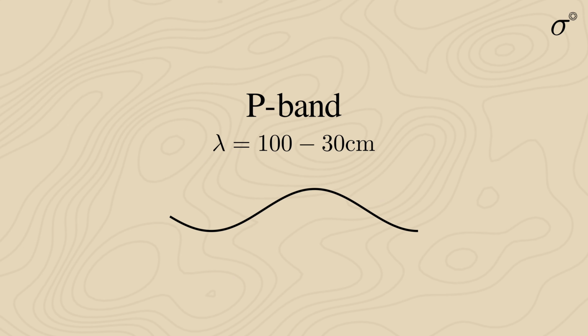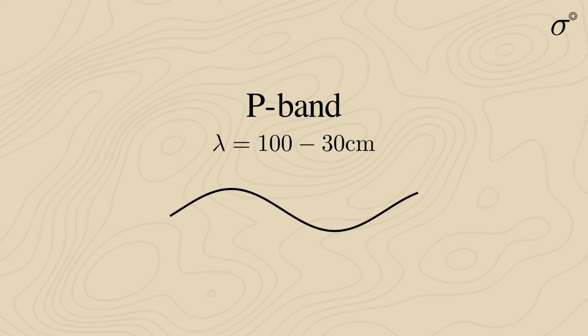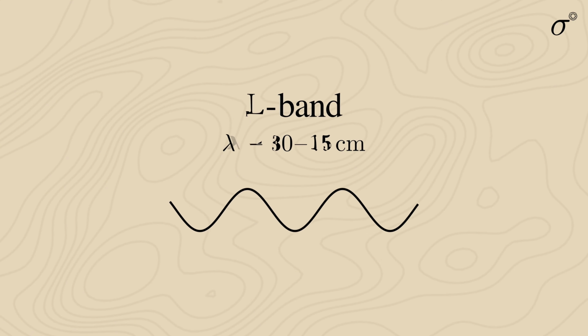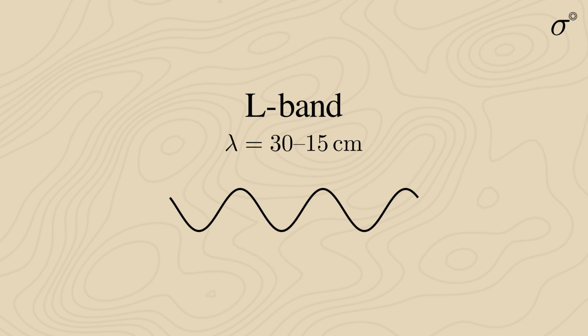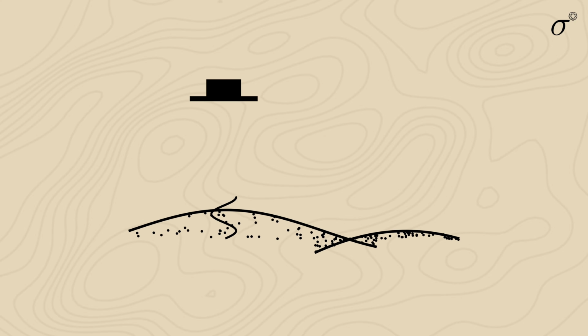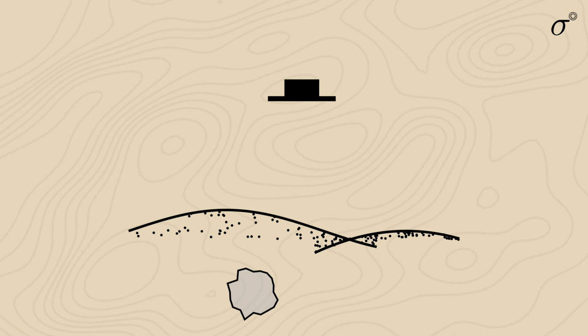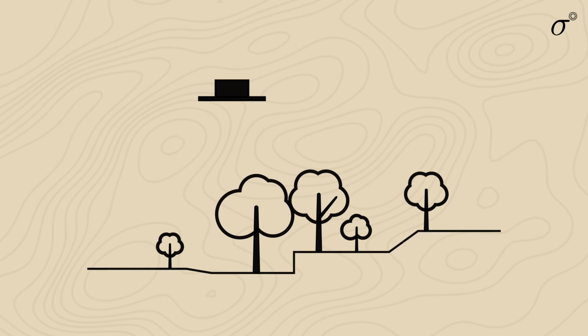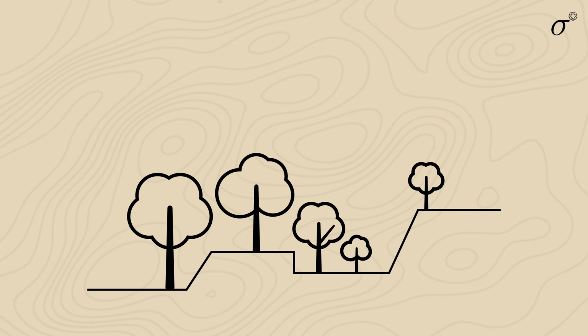Let's start out with the bands that contain the longest wavelengths, called the P and L band. These long waves can travel further through materials than short ones. For example, they can penetrate dry sands to discover subsurface structures such as caves or ancient riverbeds. They can also travel through tree canopies or reflect on the branches of trees, which is useful for measuring biomass and to measure the movement of the ground in vegetated areas over time.